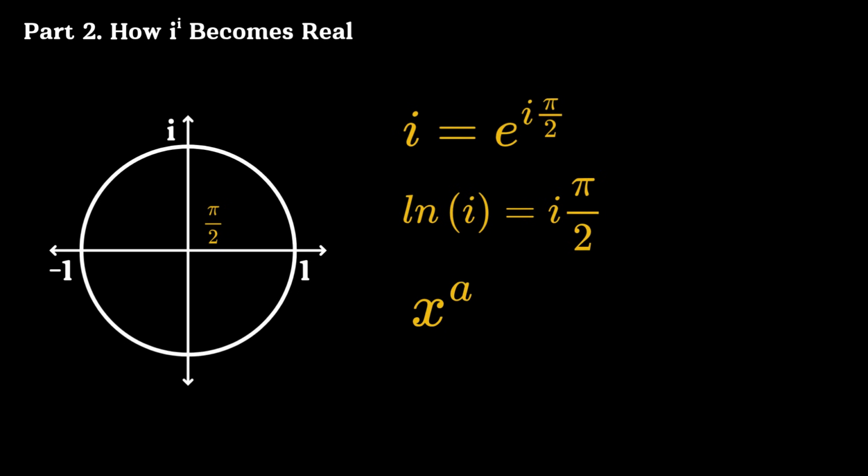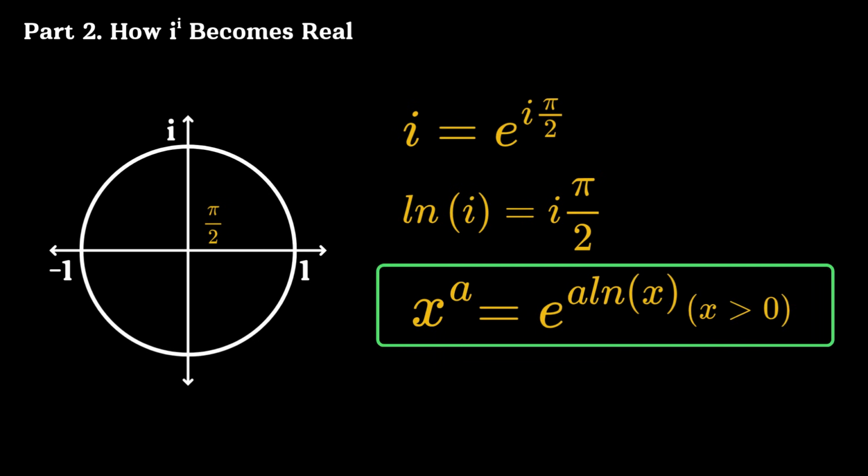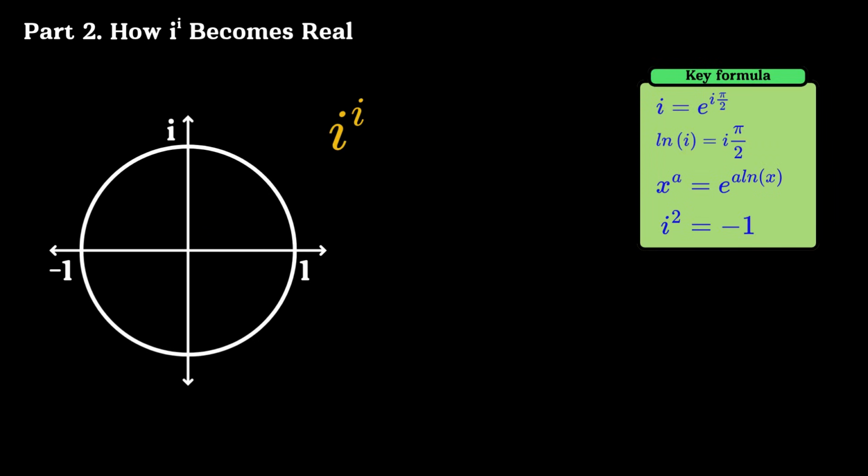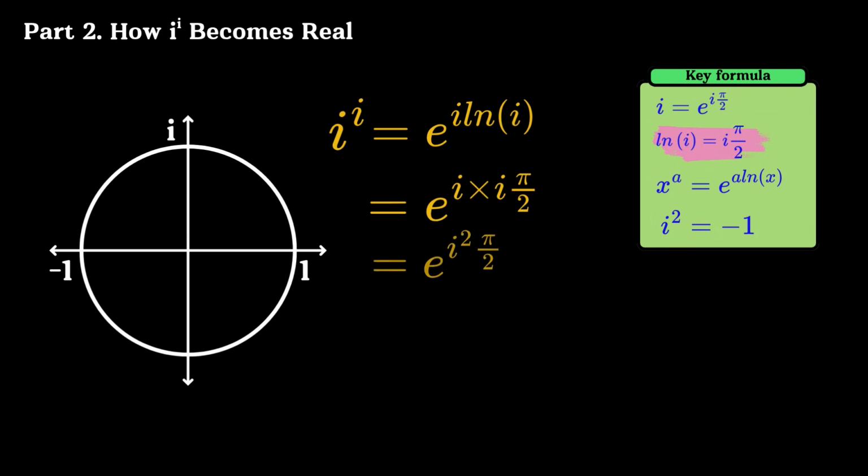For real numbers, you may have seen that x to the power a equals e to the power a times the natural log of x, for x greater than 0. Now apply it to i to the i. i to the i equals e to the power i times the natural log of i. We already found that the natural log of i equals i times pi over 2. So i to the i equals e to the power i multiplied by i times pi over 2, which simplifies to e to the power negative pi over 2.